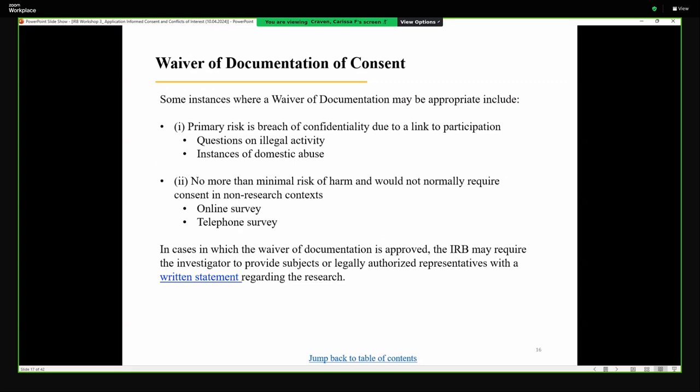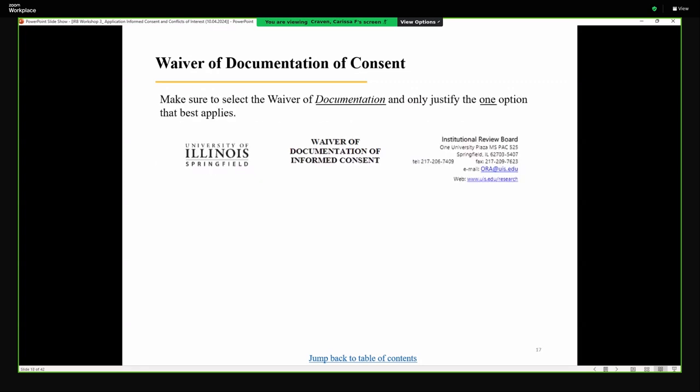When it is waived, then we still require some sort of informed consent process. We're just getting rid of that signature. So again, all of those elements are provided, and an information sheet is provided or given orally to the participants. So this looks very similar to another waiver, so make sure you're choosing the one that says documentation if it's just the signature. And you only have to justify one of those three situations.